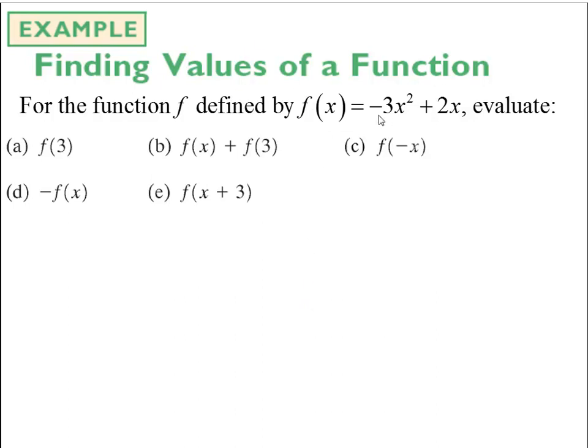So let's suppose we have the function f of x equals negative 3x squared plus 2x. Let me stop for just a second and point out that once we start using this function notation, the f of x notation, this is replacing the variable y in the equation. So if I don't use y equals negative 3x squared plus 2x anymore, and I use the f of x or f at x notation, then I'm communicating to you this is a function.